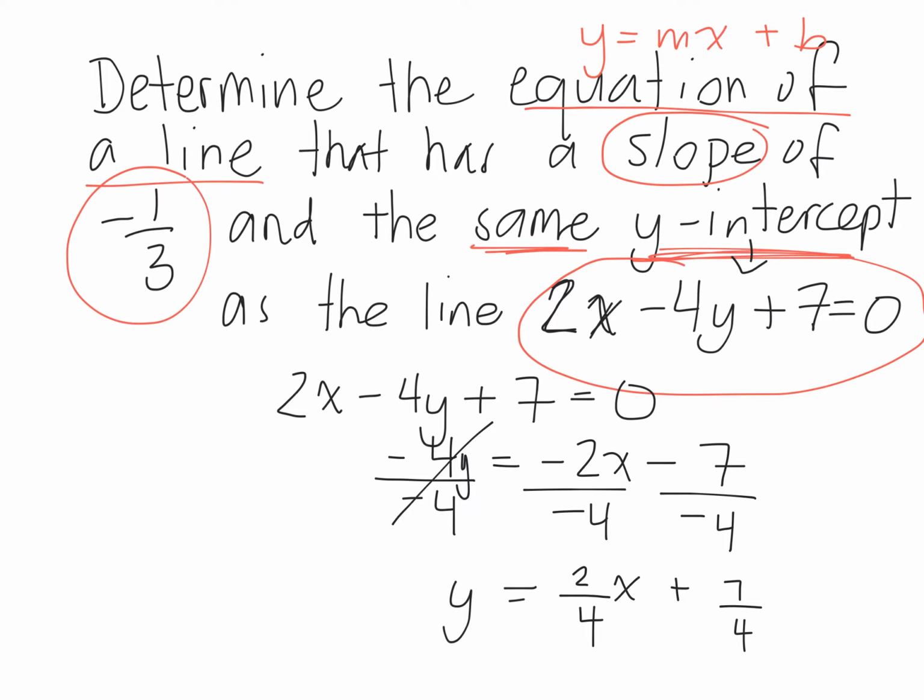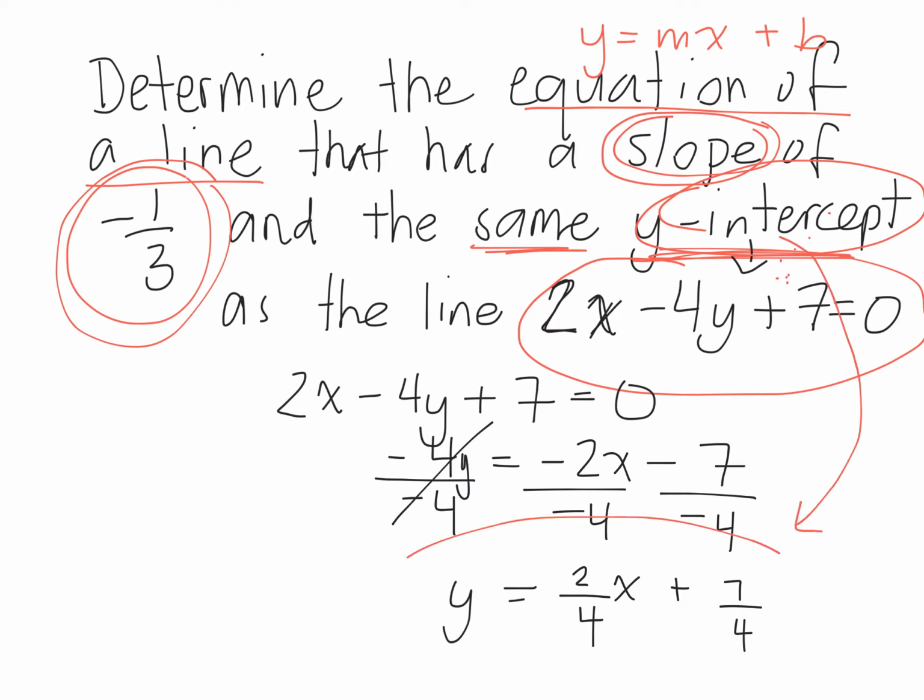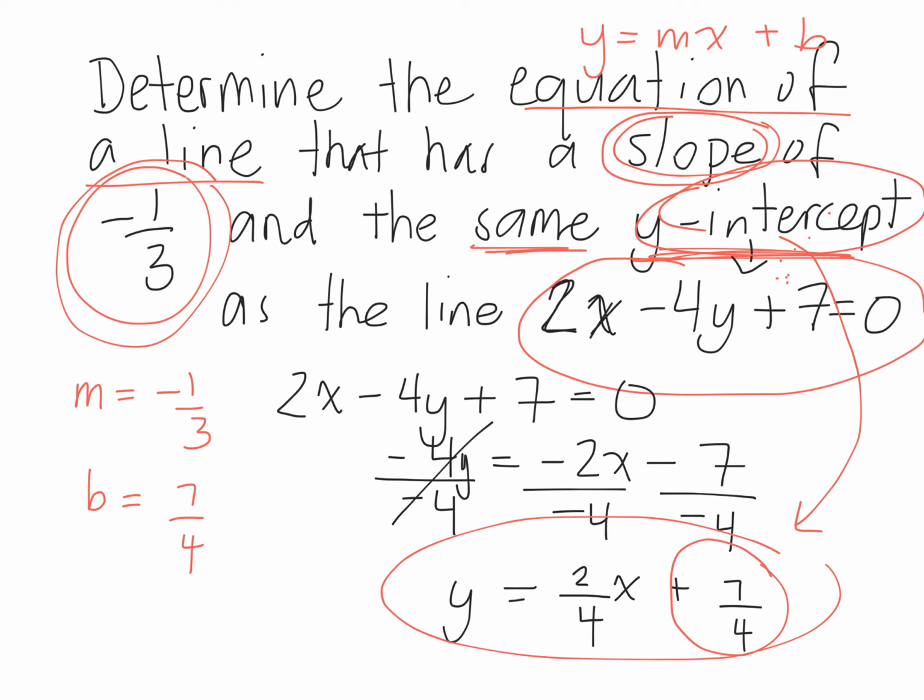Good. The question said, find an equation of a line that has a slope of negative 1 over 3 and a y-intercept that's the same as this equation. Well, what's the y-intercept of this equation now that we've rearranged it? What's the y-intercept? Ethan? Positive 7 over 4. Okay? So we're writing an equation that has a slope of negative 1 over 3 and a y-intercept of 7 over 4. What's the equation? Perfect. y equals negative 1 over 3x plus 7 over 4.